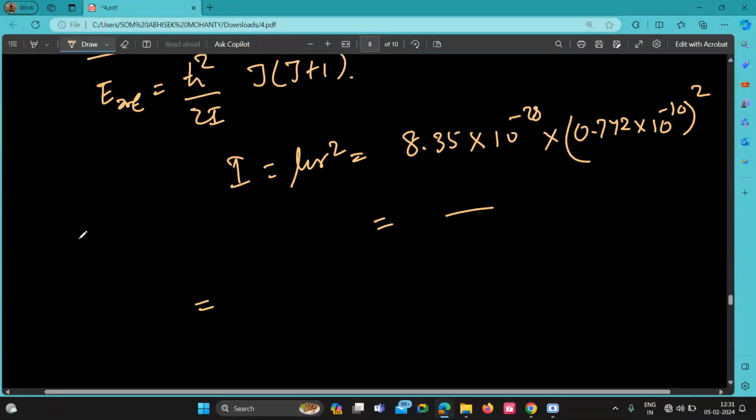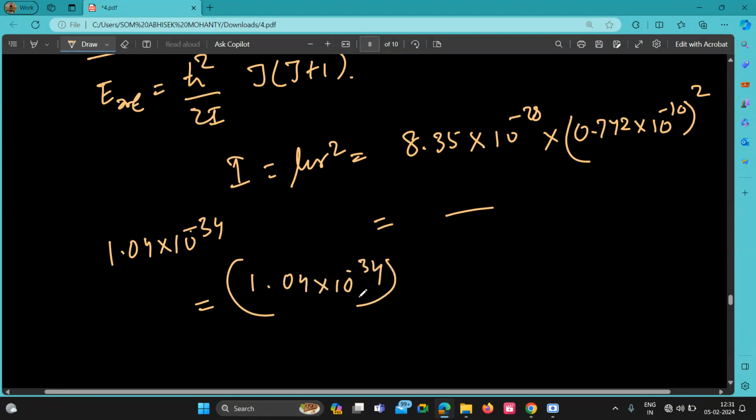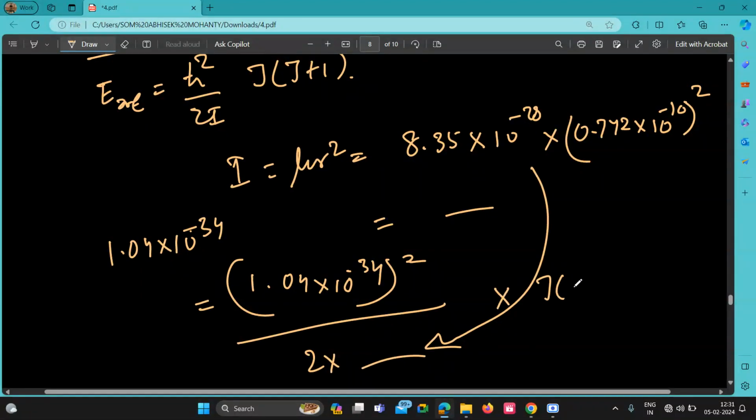You just have to put it here. h cut is how much? 1.04 into 10 to the minus 34. Just put it there: 1.04 into 10 to the minus 34 squared, divided by 2 into this I, into J whole into J plus 1. You will get your answer. Very direct question. I hope you can solve it easily.